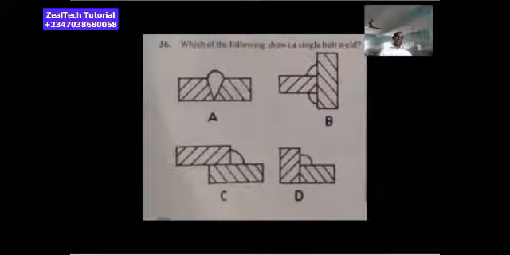36. Which of the following shows a single butt welding? The answer is A. This is A. This answer is A, where we have single butt welding. This one is a different type. This is a type of welding. This one is different from all these things. This is the correct answer, A.